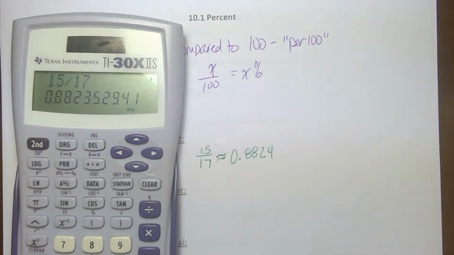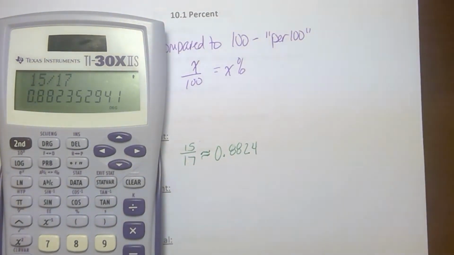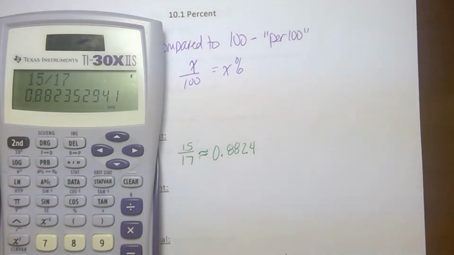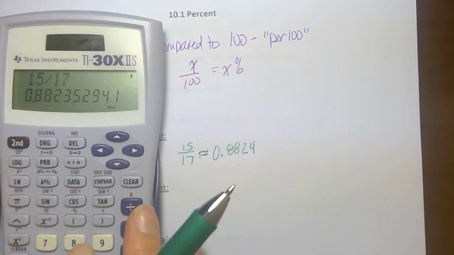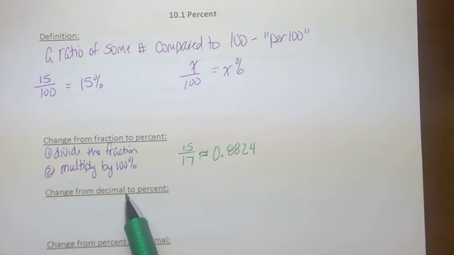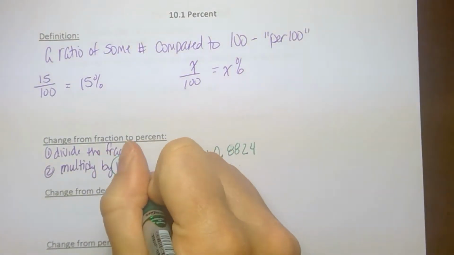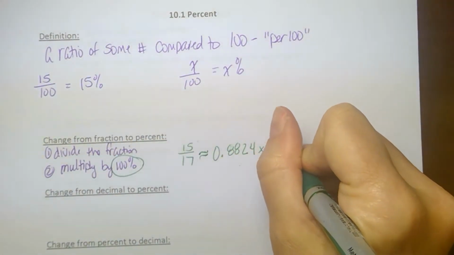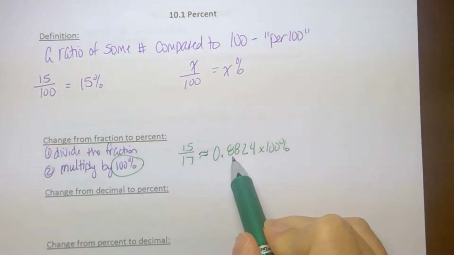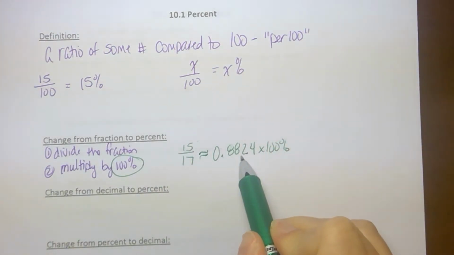You're going to notice that on MyMathLab, they need you to round correctly. So you do need to pay attention to that. I've changed my fraction to a decimal. I don't want to leave it as a decimal. I want a percentage. The way I change that decimal to a percent is to multiply by 100%. That gets my percent symbol there, and it moves my decimal 2 places to the right.